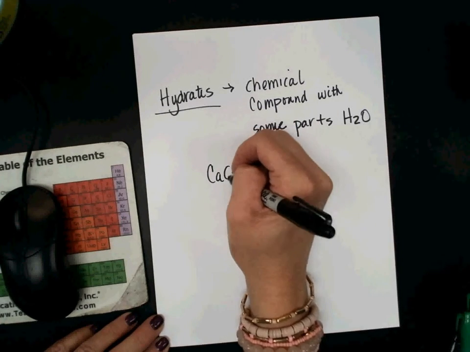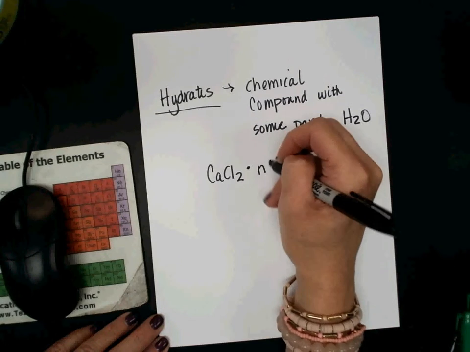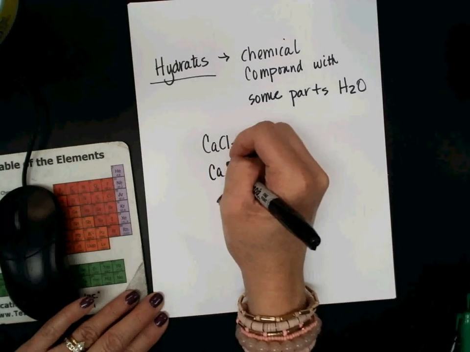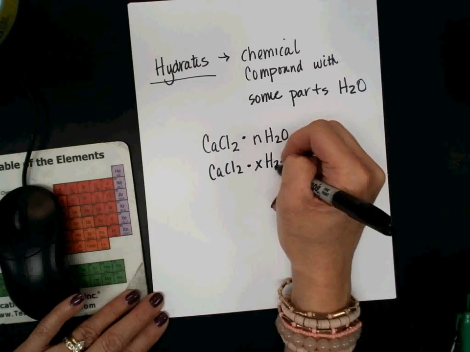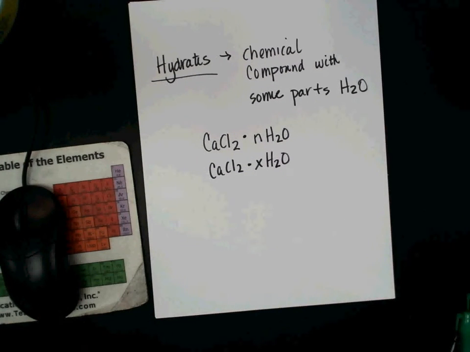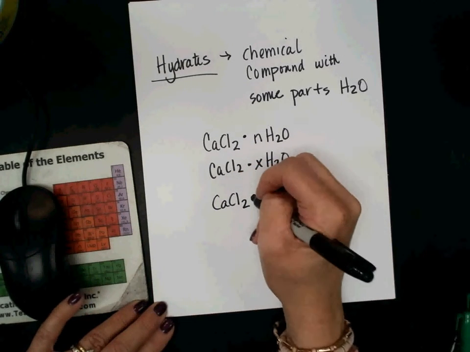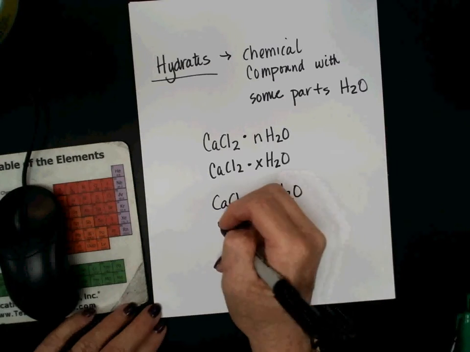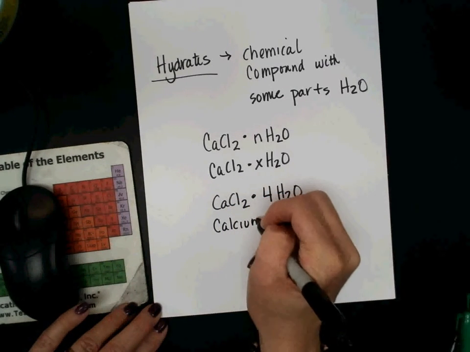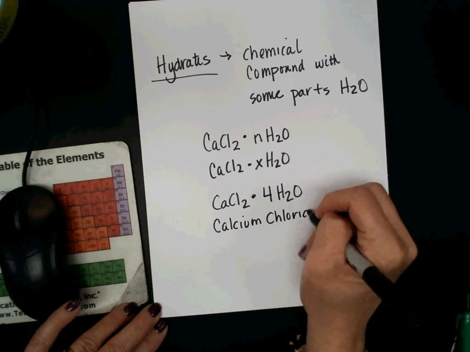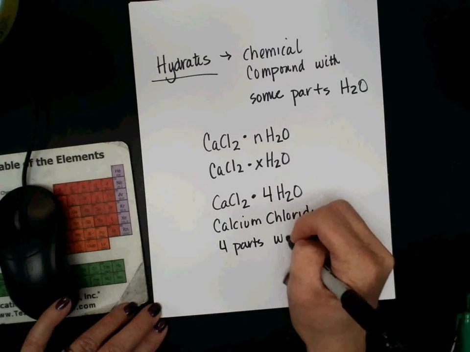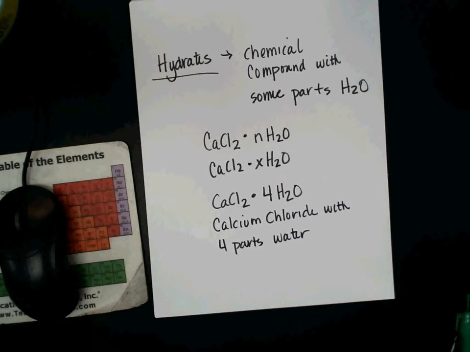So sometimes you'll see it written as like CaCl2, and you see a little dot, and it might say NH2O if it doesn't want to tell you how much water, how many moles of water. You might see something like CaCl2·XH2O. You'll see it both ways. Remember that N can stand for numbers of moles. Or if you're actually given that, it would say CaCl2 with, that dot means with, 4 H2O. When I say this, I would say calcium chloride with 4 parts water.